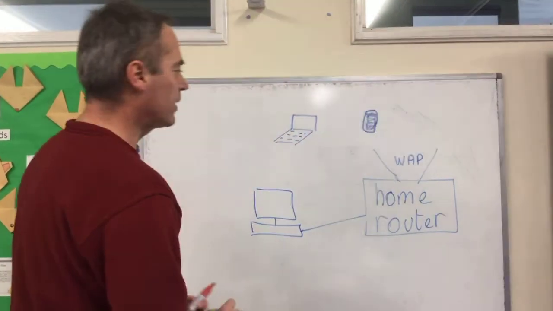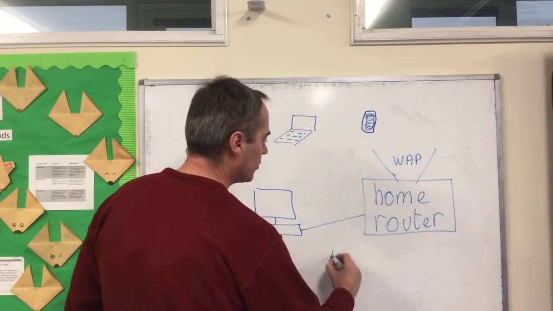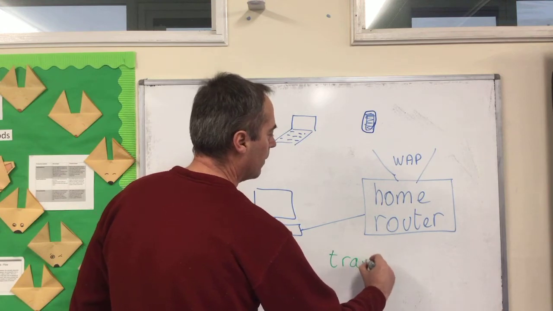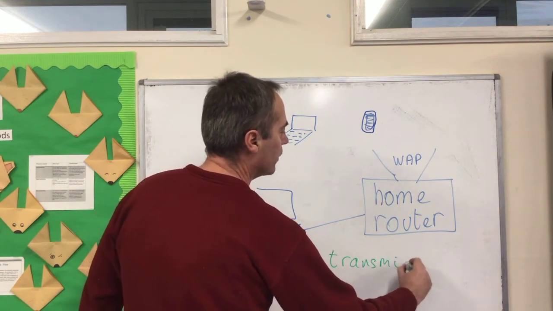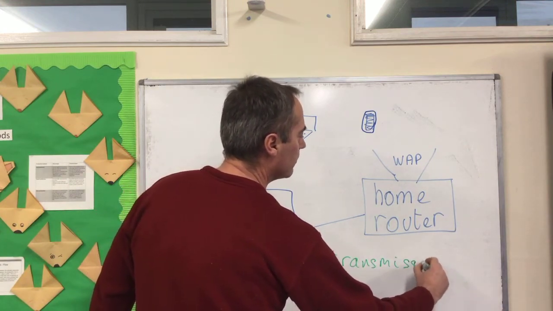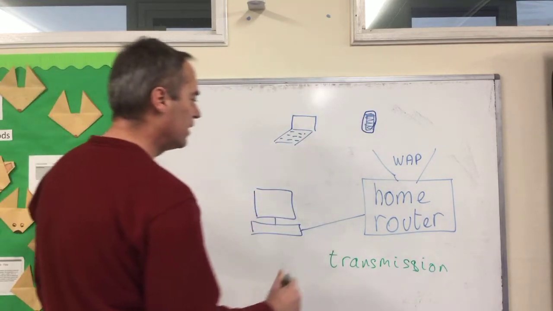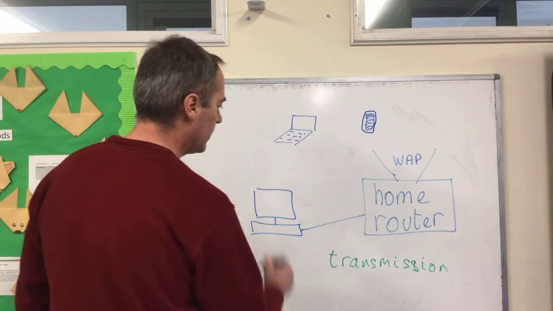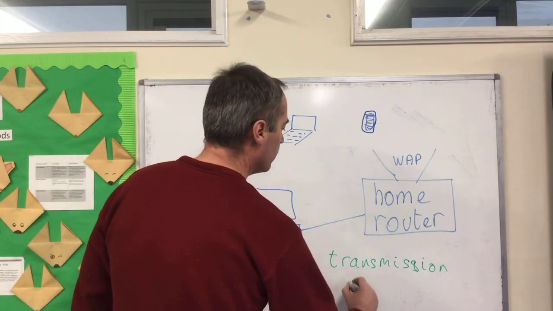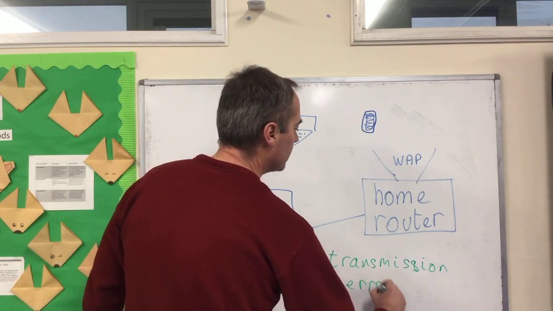This is a quick screencast to talk about transmission errors on a network. So we've got a home router connected to some wireless device with a wireless access point, and here to a computer with an Ethernet cable.